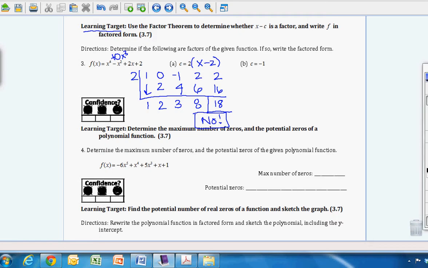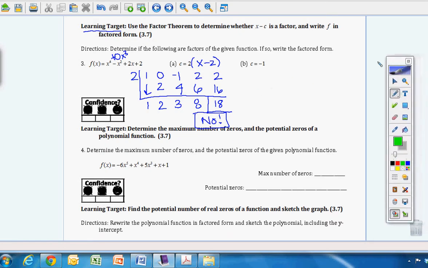It's not going to work. So now we're going to give b a try and see if -1 works. So -1 is going to go on the outside. Set this up. Same thing, all the coefficients in front of each term. And then there's going to be our remainder. So drop down our 1, multiply the numbers, add them together, multiply for a +1, and then 0 times -1 is 0, add together, and -1 times 2 is -2. Add together and we get 0. So this works. This is definitely a factor.